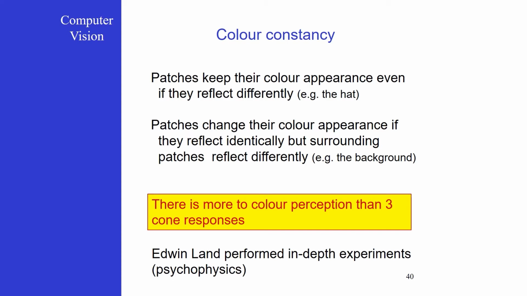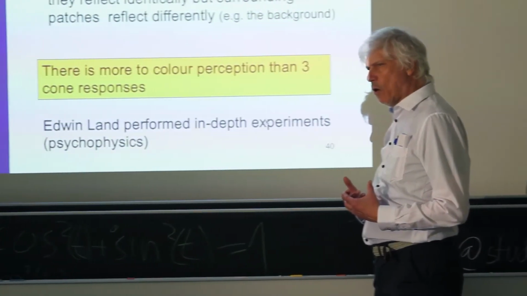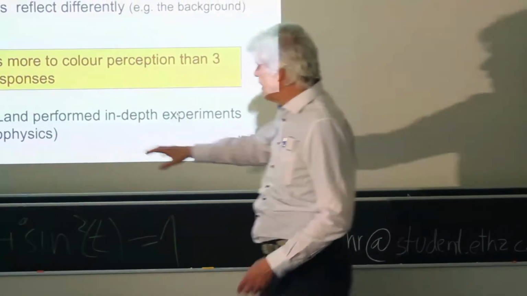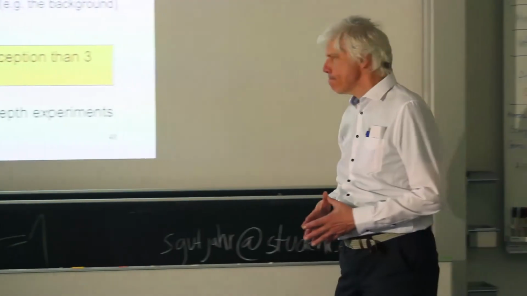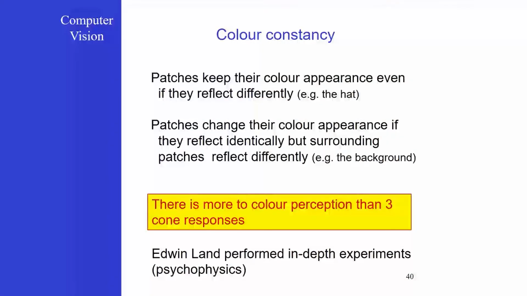This whole idea of color constancy, and the fact that humans can actually see color even under differently colored illuminations, has been studied extensively by Edwin Land in psychophysics. And he also had the Retinex theory and so on, about how that could go on computationally.